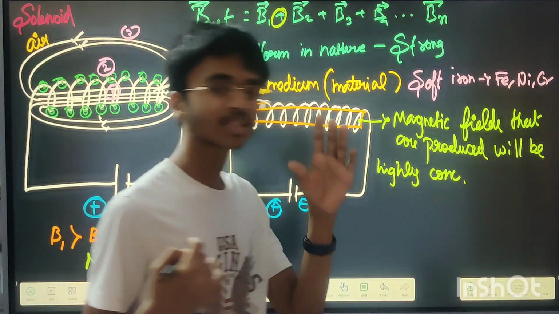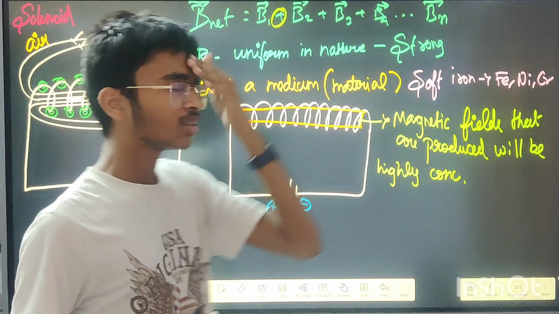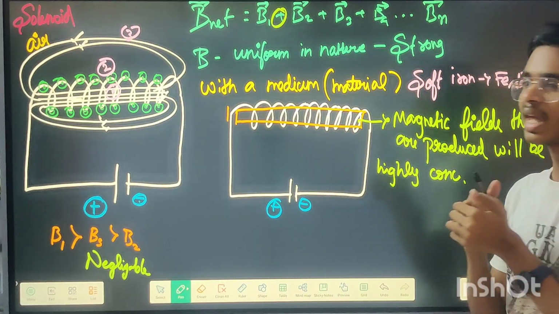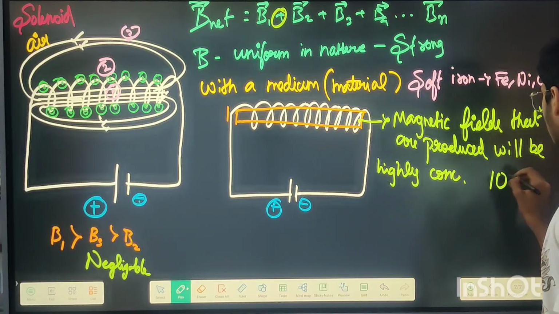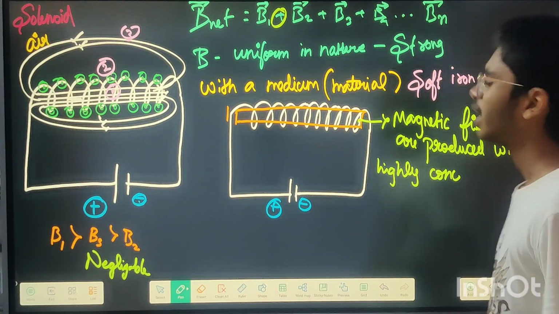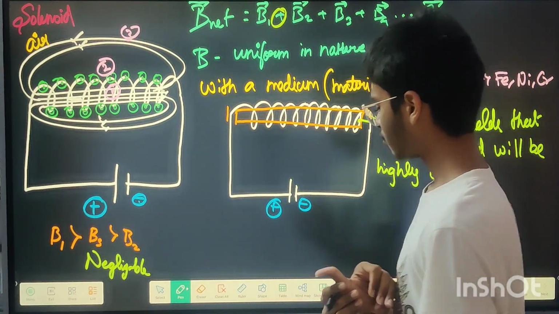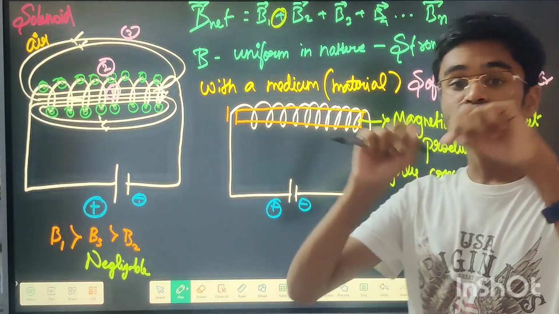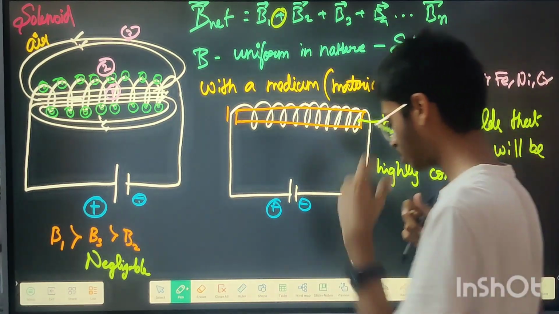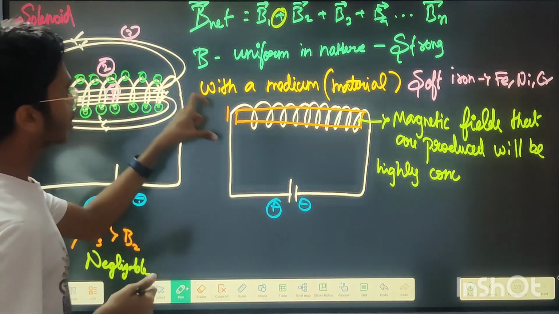Highly concentrated in the sense that the strength of the magnetic field here will be very strong compared to in air. I think in class 10th I studied that it will be 10 to the power of 6, or 1 lakh times higher. Even in a fan, it has a toroid in it, the bent shape of the solenoid. Now we are going to see some formulas for this.